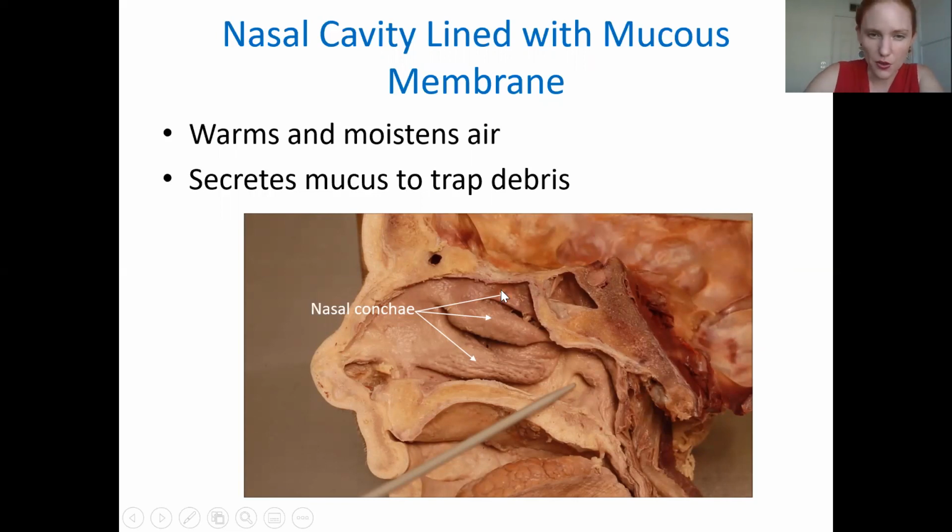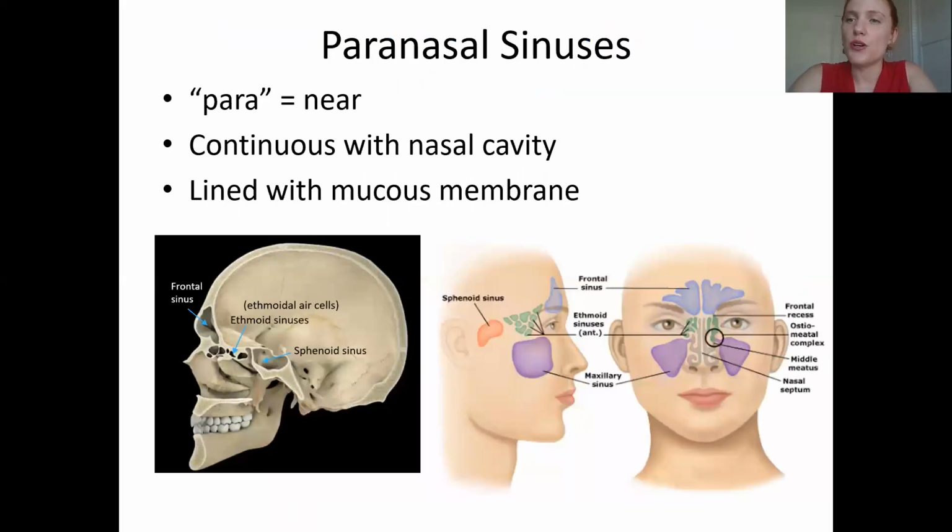So we can see you have the superior nasal concha, the middle nasal concha, and the inferior nasal concha. We also have some sinuses, and these sinuses are called paranasal sinuses. Para means next to, okay? These paranasal sinuses are continuous with the nasal cavity, and they're found in basically all of the bones nearby the nasal cavity.